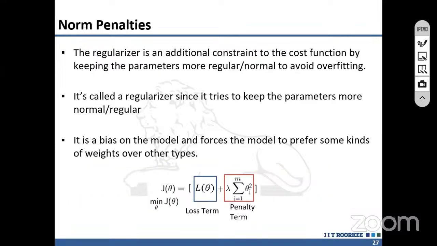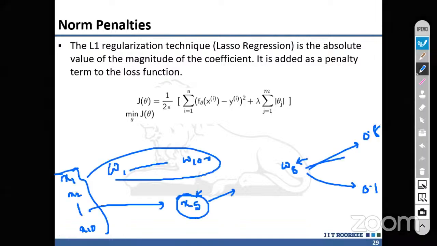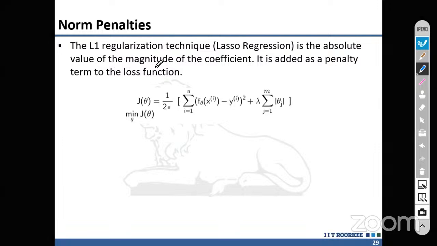So there are actually two approaches. One is called L1, another is L2. L2 is ridge regression, and L1 is lasso regression. So first let me discuss this lasso. Lasso, or L1 regression.